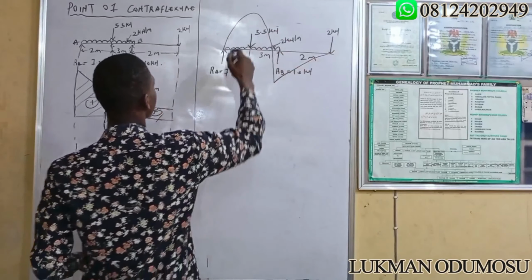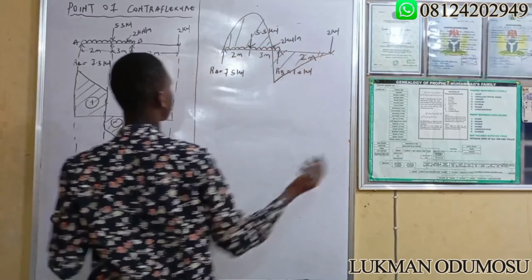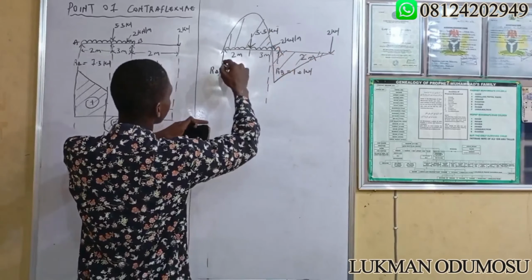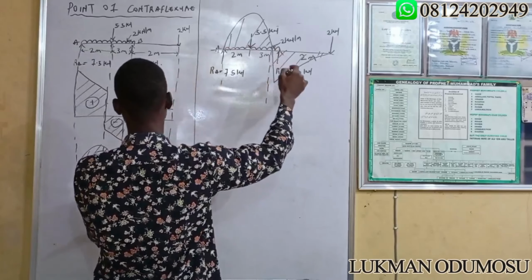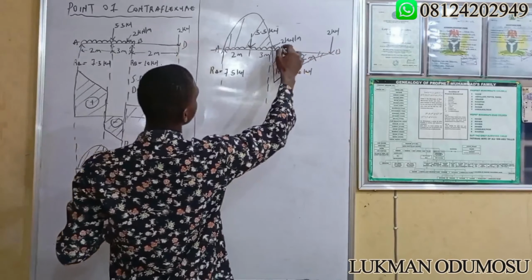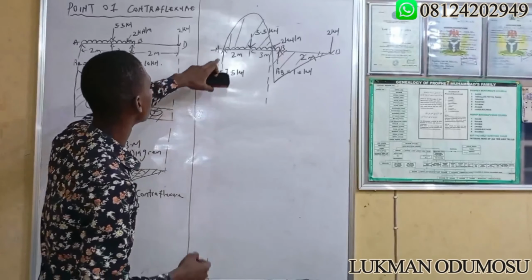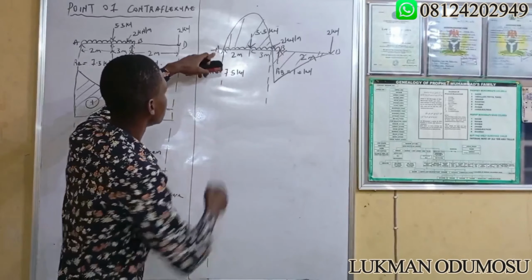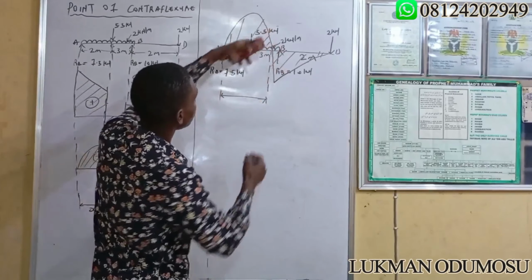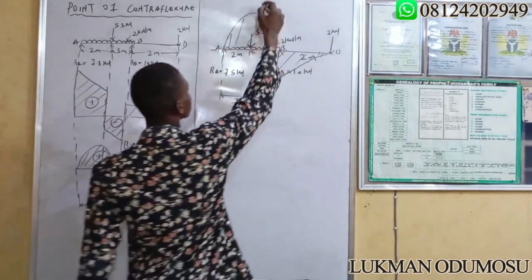right? From here, this is my interest. This is A, this is D, this is B, this is C. So my interest now is from A, what's the position or what's the length from A up to where this point of contraflexion occurs. Then how do we do that?